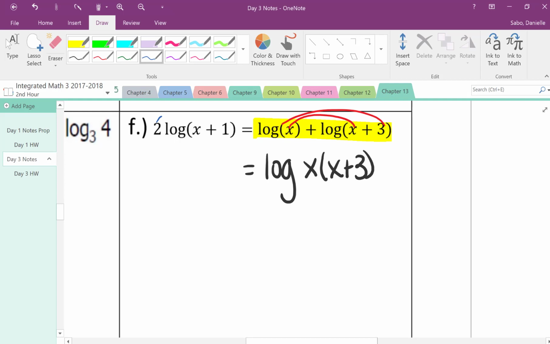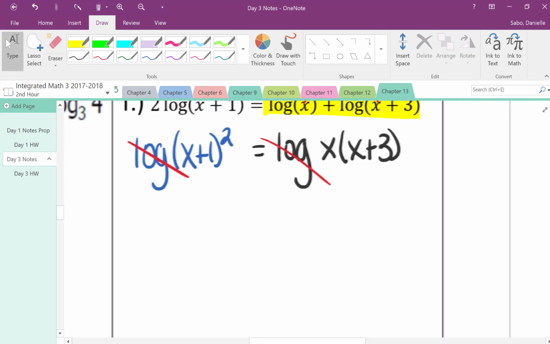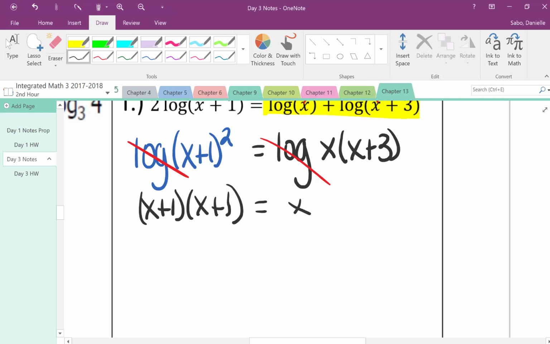What happens to the 2 out in front? Very good, it goes to the top. So I have log x plus 1, all squared. At this point, what can I do now? Cross off the logs. Now, here we go. A lot of people make mistakes here, so be very careful. It's not x squared plus 1. What do you have to do? Very good. You have to multiply the x plus 1 times the x plus 1. I'm going to write it all out.